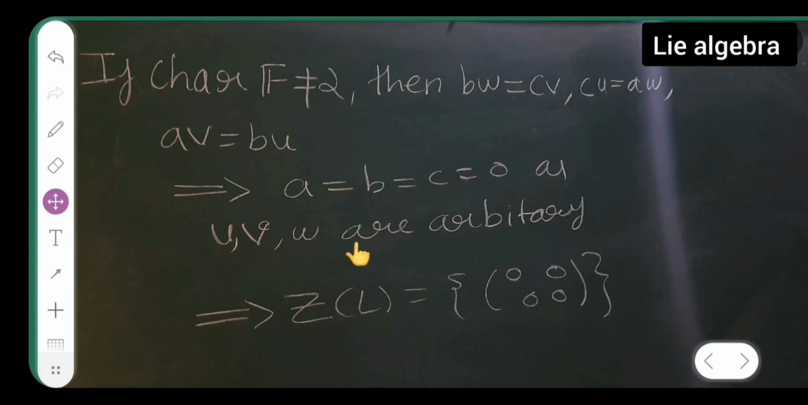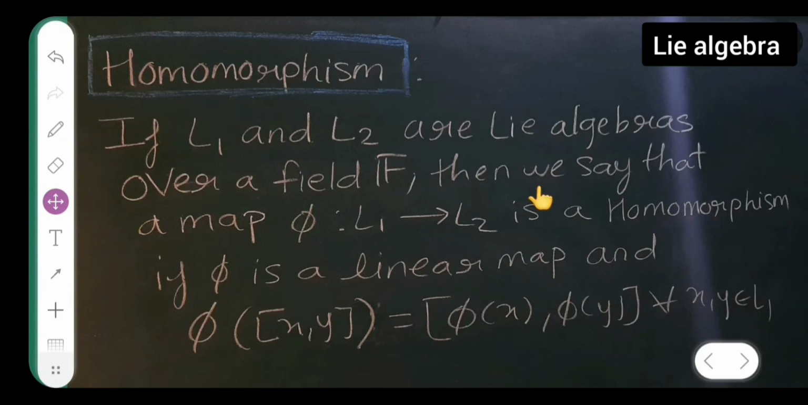Okay, now this implies what? Z of L is equal to, now A, B, C, D, all the values will be 0 in this case. Okay, now I'll turn the page. Next is the definition of homomorphism. Now what is a homomorphism?